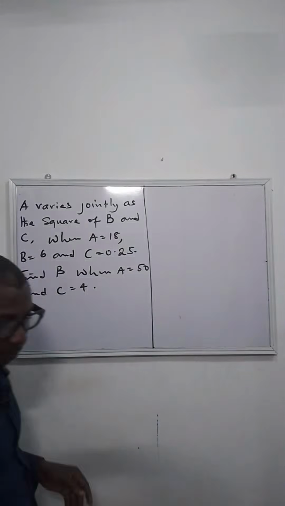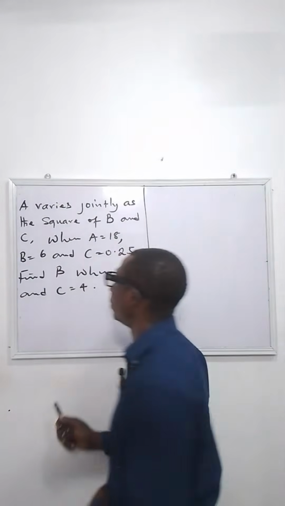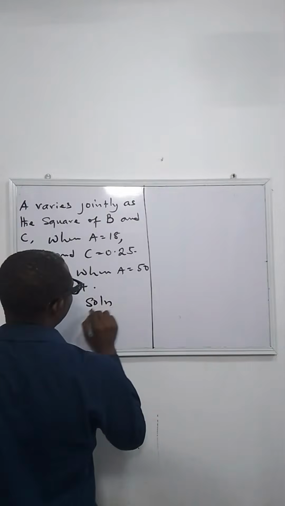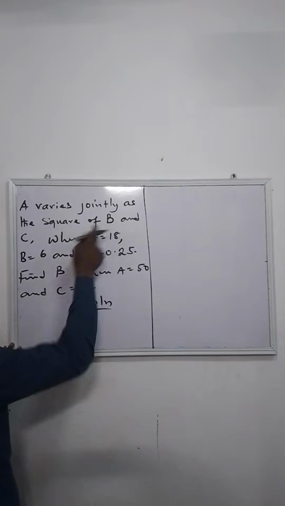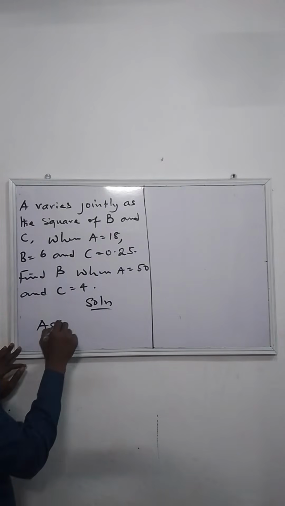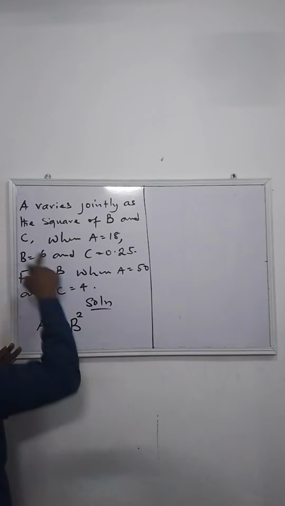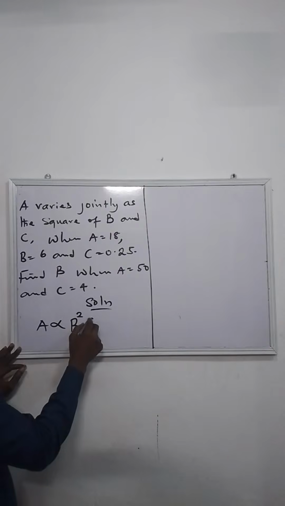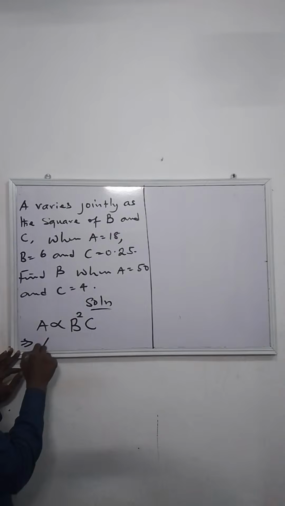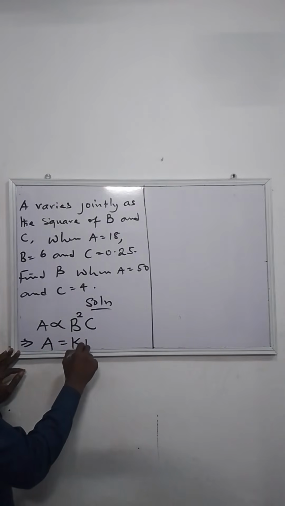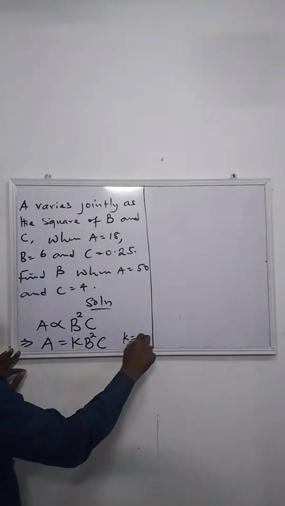Okay, so how do we solve this? So this is joint variation. Now let's quickly look at it together. Now the question says A varies jointly as the square of B, so we have B squared, and as C. So of course now when you have this variation, what it implies is that A equals KB squared C, where K is what? A constant.